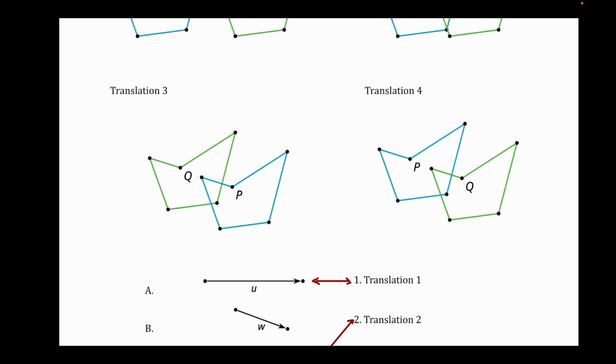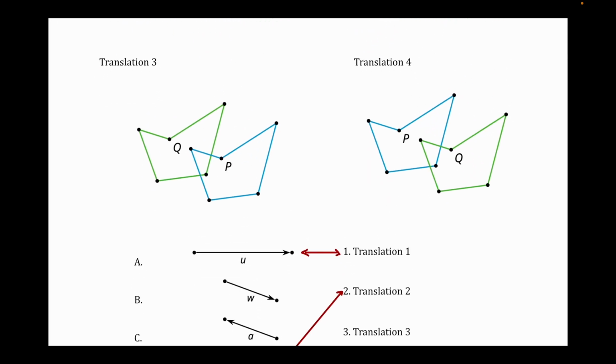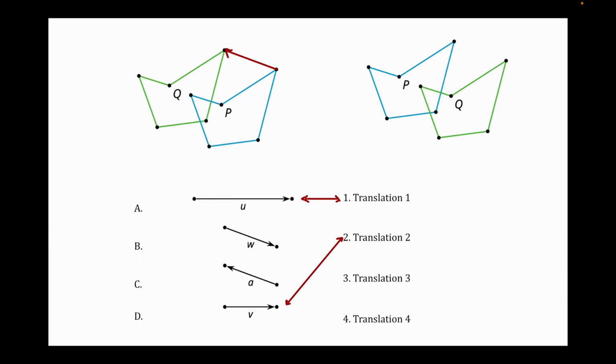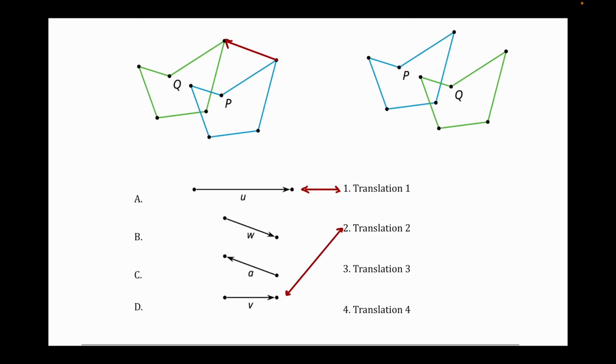And then for translation 3, you have to be a little careful on this one because we're going from P to Q. So we have to start on the blue polygon and go the other direction over to Q. So the direction matters, which means this translation 3 is actually here at C. So it's C, which should be directed line segment A, which is translation 3.